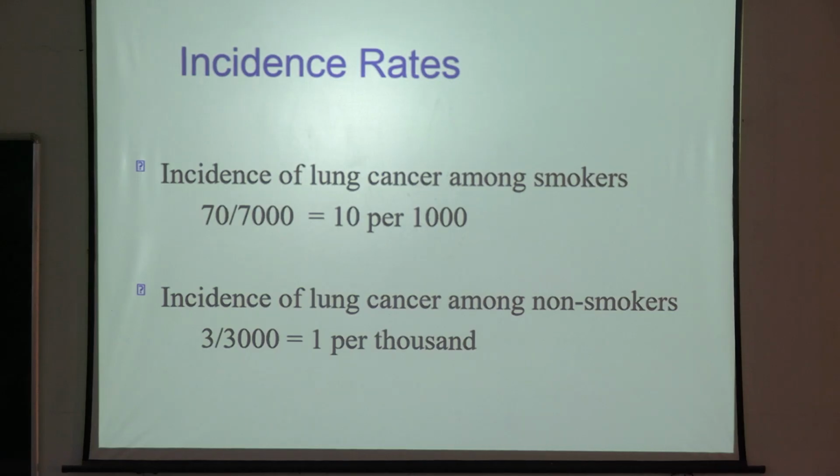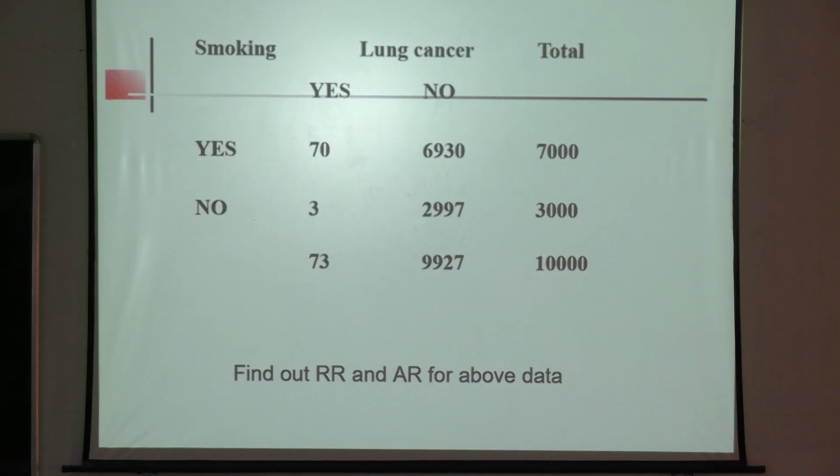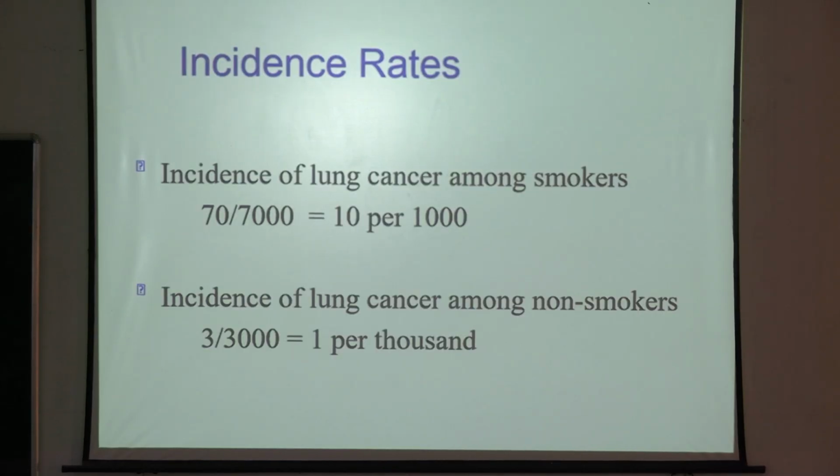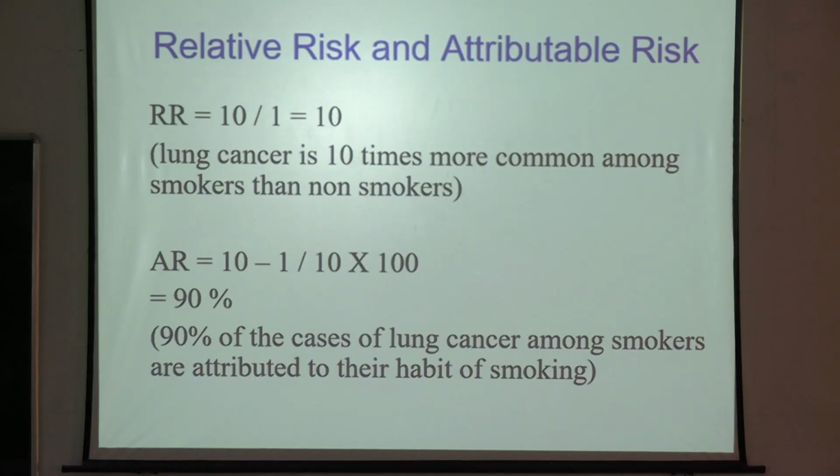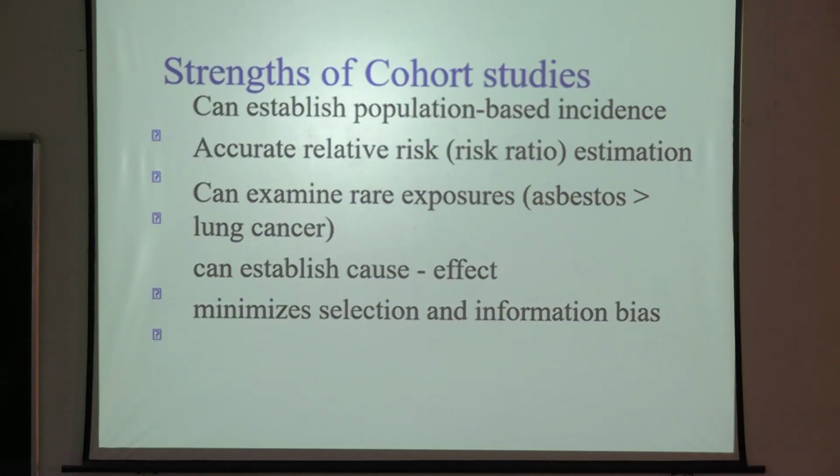Okay. Thank you, sir. 70 by 7,000, that is 10 per 1,000. Incidence of lung cancer among non-smokers is 3 by 3,000, that is 1 per 1,000. So these are the incidence rates. Relative risk is 10 divided by 1, which means 10 times more common among smokers than non-smokers. Attributable risk is 10 minus 1 by 10, that is 90%, which means 90% of lung cancer cases among smokers are attributed to the habit of smoking.